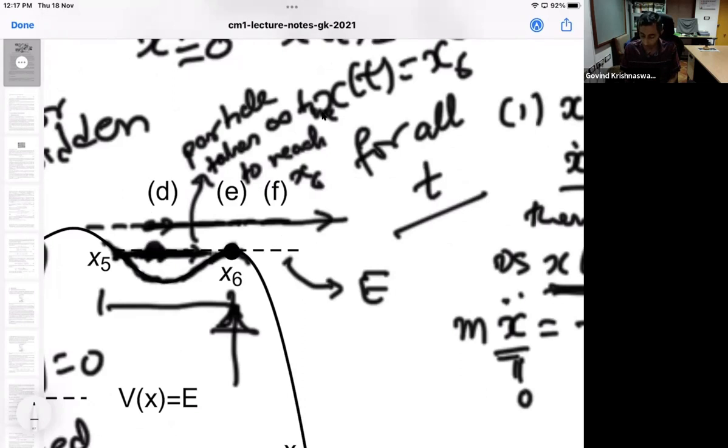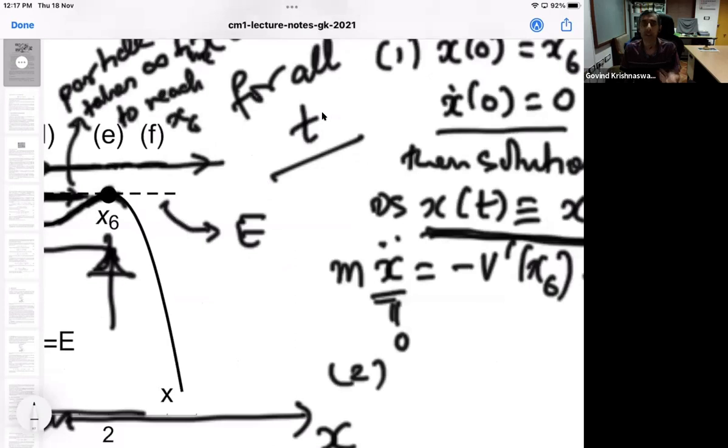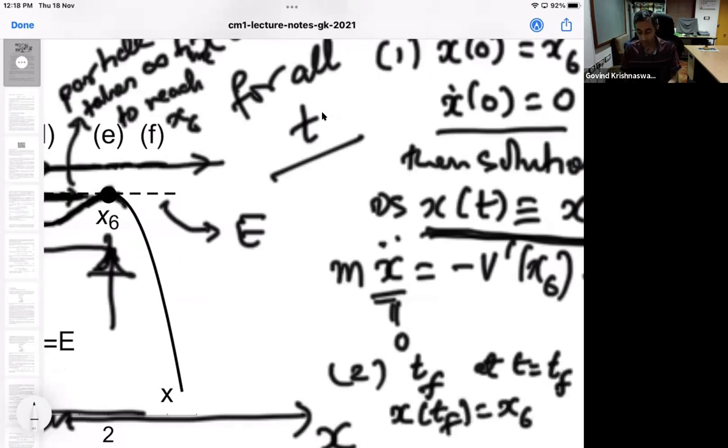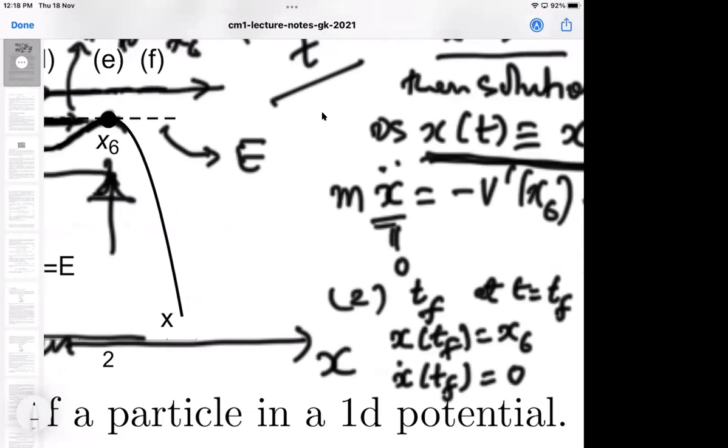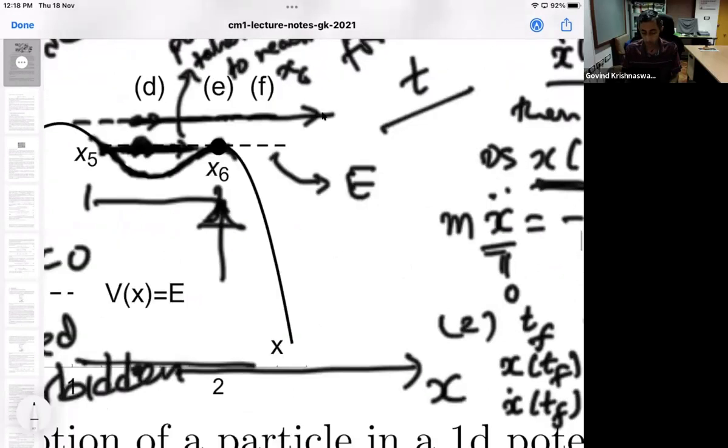So now we are discovering a new solution. It reaches at finite time. Let that time be called TF, some finite time. So at t equal to TF, x of TF is equal to x6. Furthermore, because the energy was exactly equal to the potential, x dot of TF is equal to 0. Are you okay with these two statements, Rajdeep? Yes, sir. Okay, so what have we discovered now? We have now discovered a solution which started out somewhere else, moved rightwards, and eventually reached x6 at time TF.